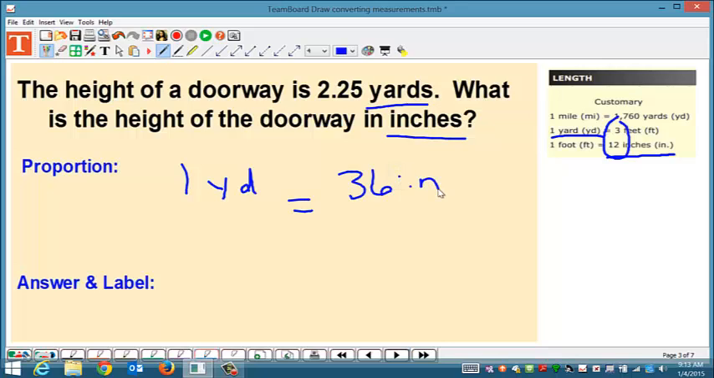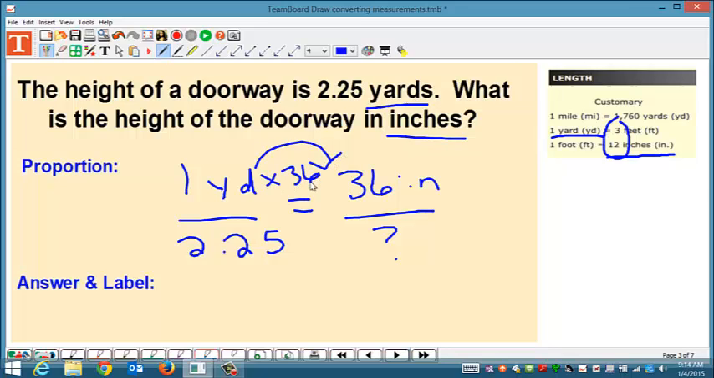Now let's do our proportion. Look back at your problem. What are you given? You're given that there's 2 25/100 yards, so that's going to go here. And we're looking for how many inches? There's our proportion. Solve it. What is your scale factor? Well, your scale factor is to multiply by 36. So you do the same thing down here. And 2 25/100 times 36 equals 81. Now we want to answer our question and include our label. The question is, what is the height of the doorway in inches? And the answer was 81. So 81 inches.